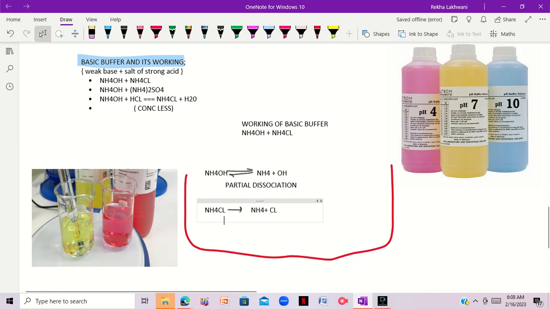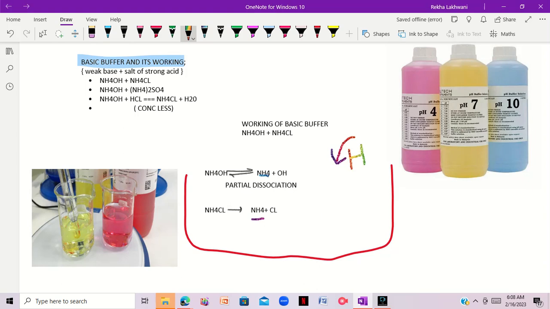If you haven't watched that video, go back and watch that video first, then come here. Then, okay, we have this ammonium chloride. Now there will be a common ion effect, as both ammonia are the same. Now let's add hydrogen into this.